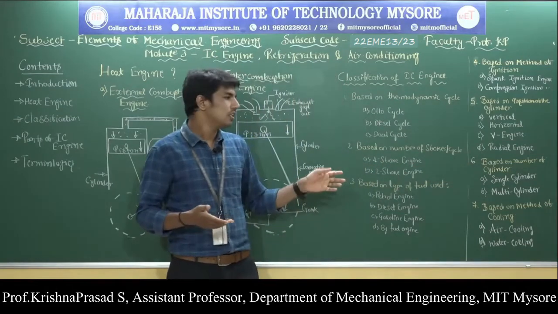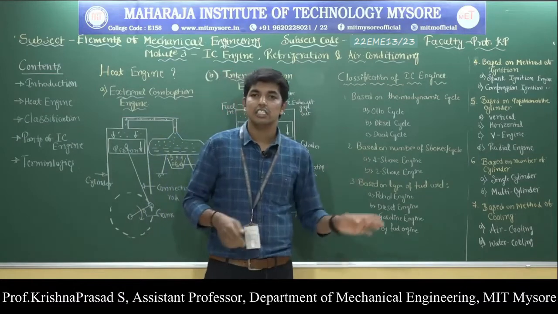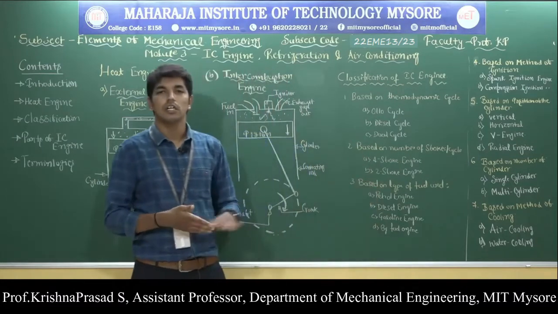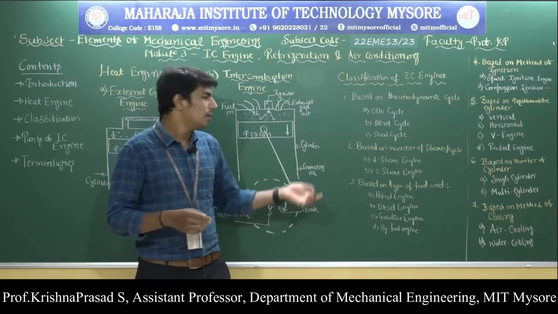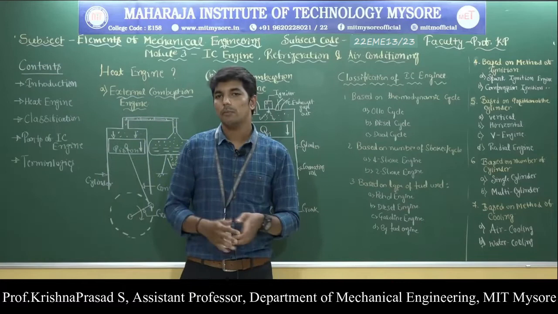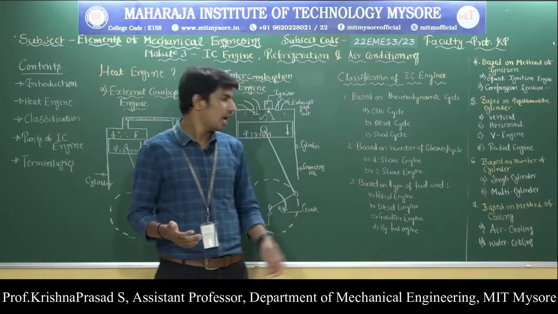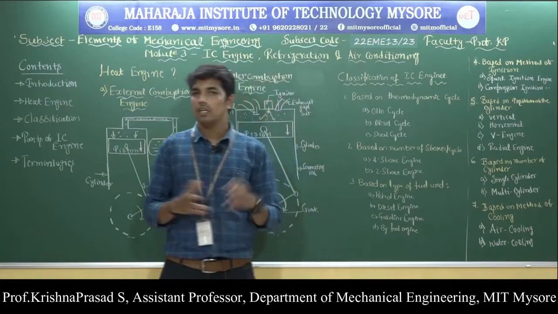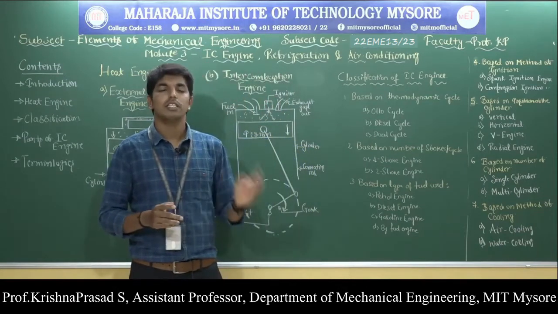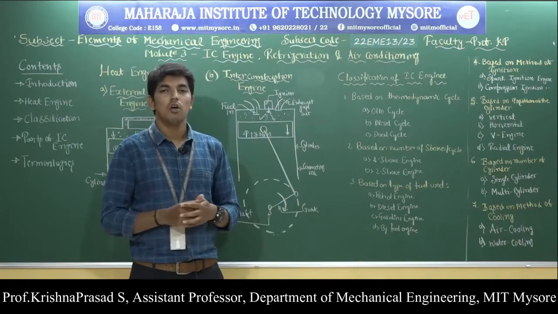Based on the number of cylinders, one is called the single cylinder engine, the other is called the multi-cylinder engine. The single cylinder engine we can generally observe in the bike, and the multi-cylinder engine we can generally observe in cars, trucks and tippers. And the last one, based on the method of cooling. Based on the method of cooling, it can be categorized into two types. One is called air cooling, the other is called water cooling.